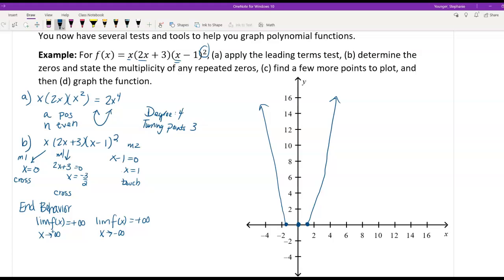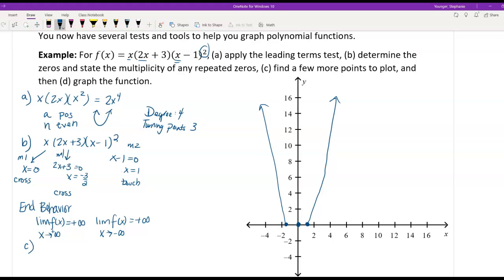I now know that I'm going to go through the point -3/2. I'm going to go through the point 0, and I'm only going to touch this point at 1. But how far or how tall or how low are my maxima or minima? To determine that, we need to add some extra points, which is part C. Find a few more points.